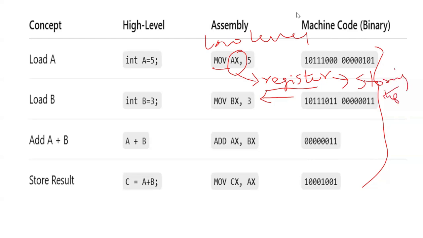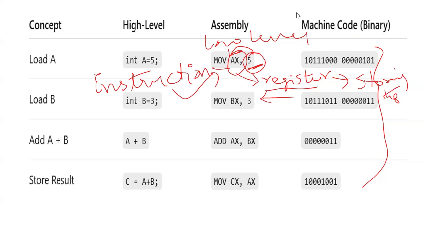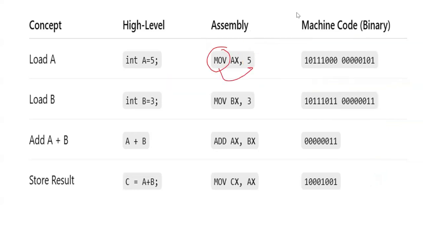So I'm giving an instruction over here. This is like a command I'm giving to the computer: move 5 into the register which is named AX. The command is move the number 5 into the register AX. And the syntax is very, very important. I should not be writing it in any other way other than this.